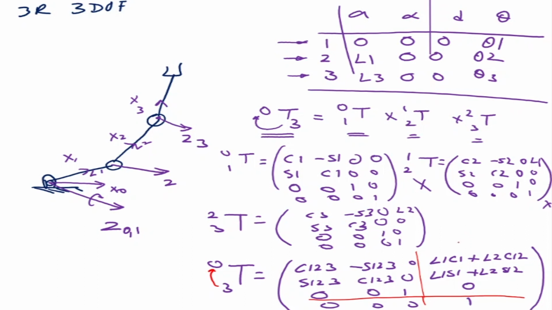This part is the translation of what? This is the origin of frame 3. The distance it has moved in the x direction is my x. On the y-axis, this is going to be my y, and the z direction is 0.